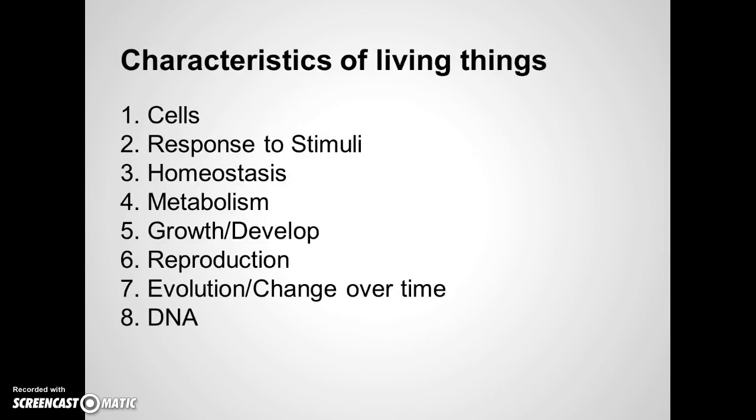There is a whole list, and we're going to be practicing with this, but there's a whole list of characteristics of living things. All living things are made up of cells. All living things do respond to stimuli. All living things have that internal balance called homeostasis, and the body responds to changes in its environment or what it's doing to maintain that stability and homeostasis.